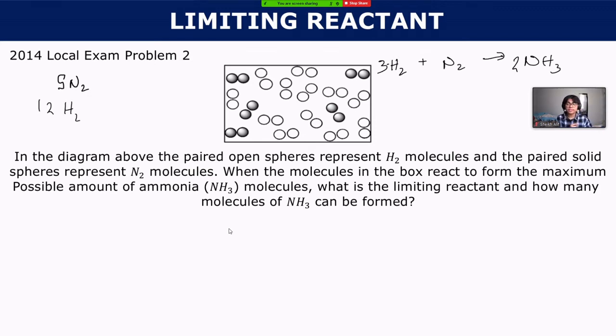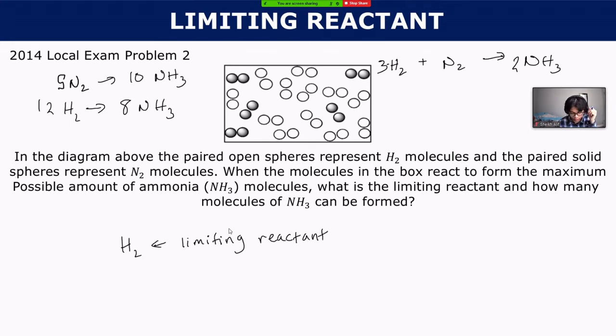Okay, so let's go with the second method where we take the number of reactants and then see how much product it can make and then compare those values. So 5 nitrogen molecules can create 10 NH3 molecules, and 12 hydrogen molecules can create 8 NH3 molecules. And what do we see here? The hydrogen creates less, and therefore the hydrogen is going to be the limiting reactant.